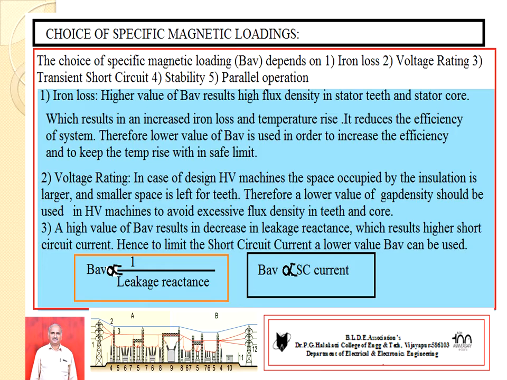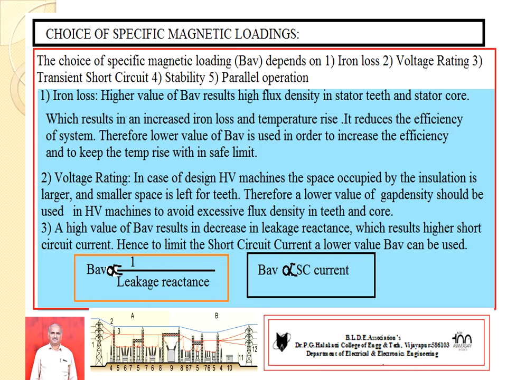Temperature rise in the winding and machine parts should be controlled. It should be kept under a safe limit. Hence, for these two factors, we have to use a moderate value of B average. Okay. Number 2, voltage rating.